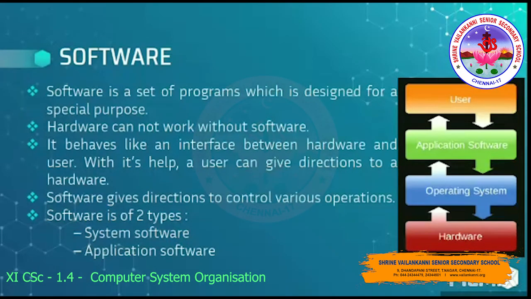So with this, the mobile system organization is completed, and now into the software concepts. What is a software? Software is a set of programs which is designed for a special purpose. Hardware cannot work without the software. It behaves like an interface between the hardware and the user. With its help, a user can give directions or instructions to the hardware. Software gives directions to control various operations. There are two types of software, system software and application software.